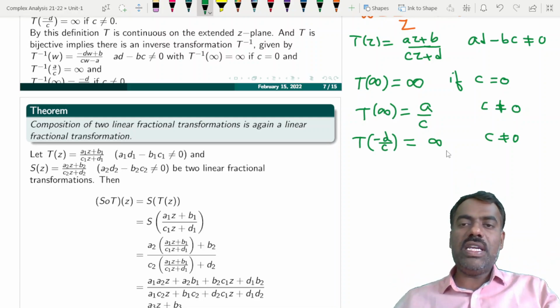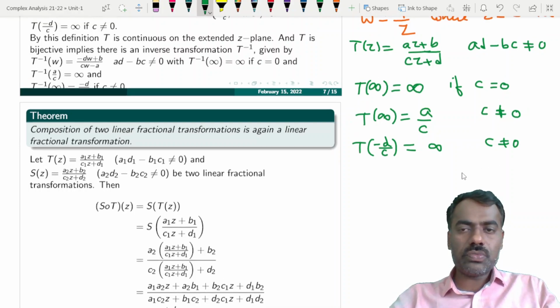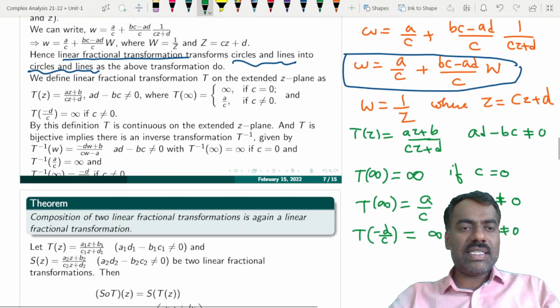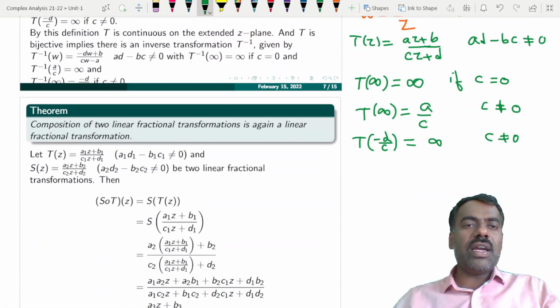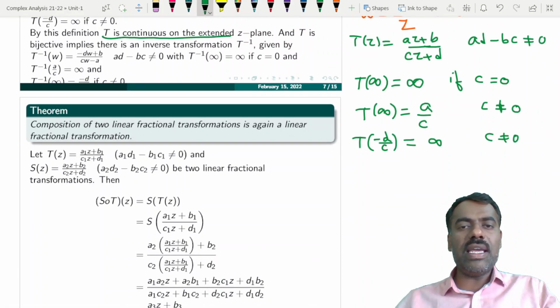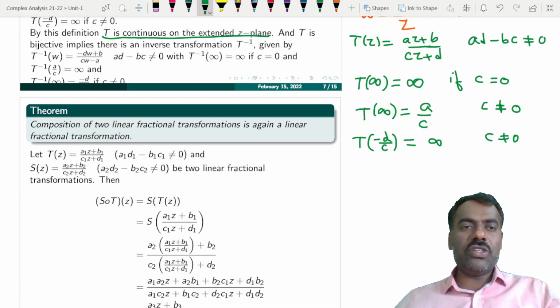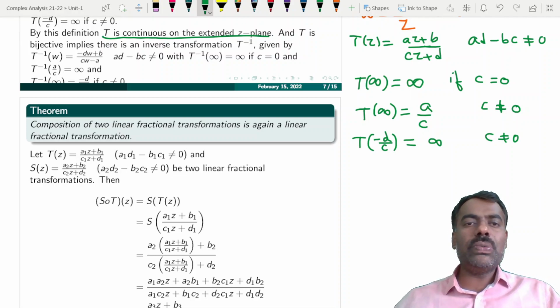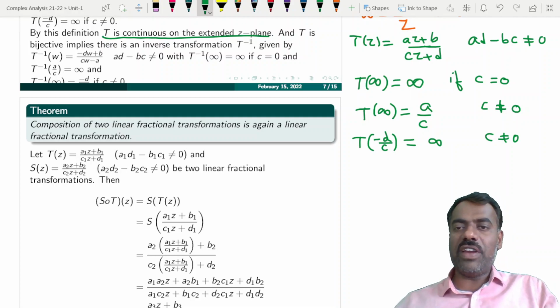So under this map, infinity goes to infinity if c is 0, and -d/c goes to infinity and infinity goes to a/c if c is not equal to 0. You can check that with this definition, T becomes continuous in the extended complex plane. And of course you can check that this map is bijective, so the inverse exists. Therefore T inverse we can also define from here.